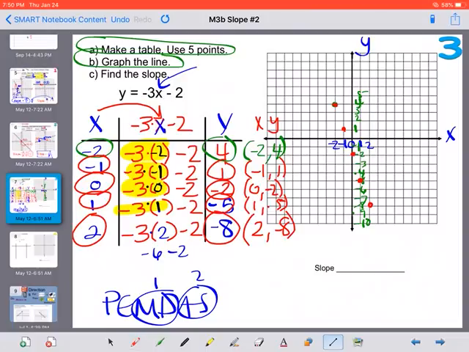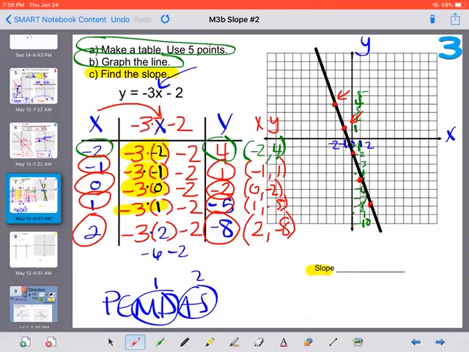And here's our straight line, right through those points. So we graphed our line. Now it says find the slope. That was our last step. You can use any of the points that are already on here. Just pick 2. You only need 2 points to find the slope. I'm going to pick these 2 up here.